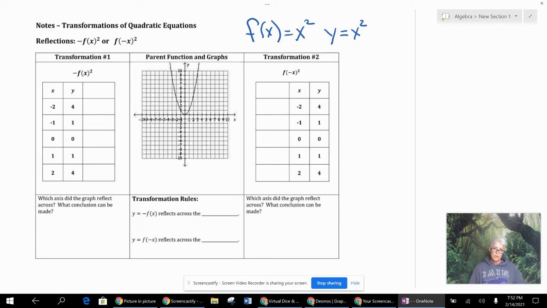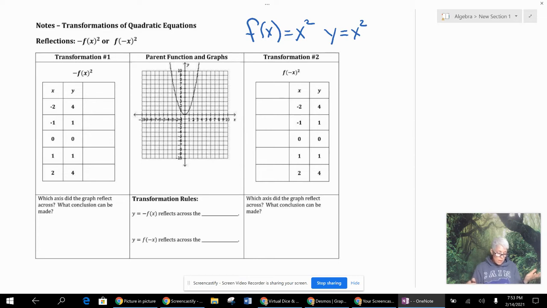So what happens if we put a negative in front of the f of x? Now, I want you to just think, you're going to hear me say this a lot because it kind of simplifies things. If it's happening outside of the parentheses, it's affecting the y. If it's happening inside of the parentheses, it's affecting the x. And so that might be helpful. So let's go ahead and go on.